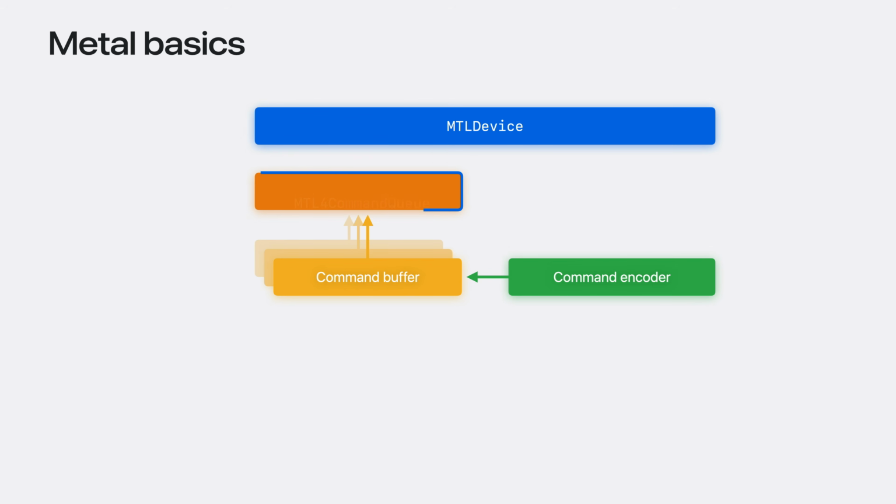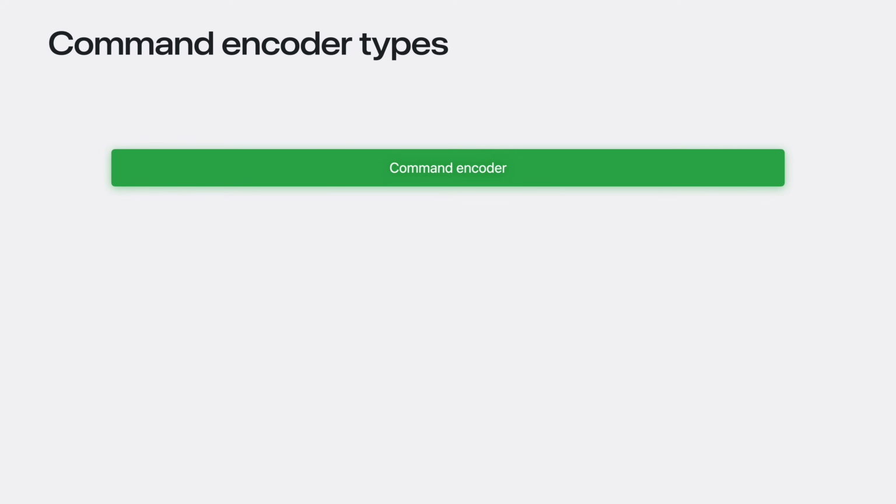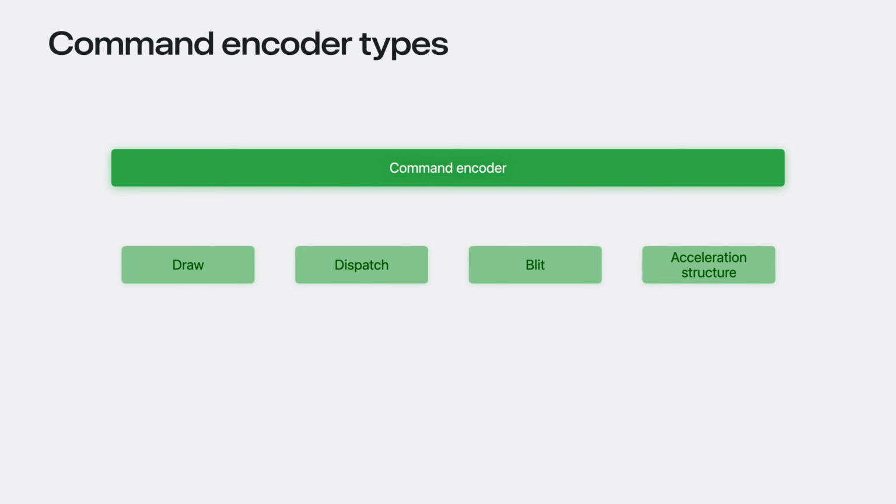Metal 4 provides a new but familiar model for encoding commands, and introduces new versions of the rest of these objects. Those changes start with the new Metal 4 command queue, which your app can obtain using the Metal device. Metal 4 decouples command buffers from the queue that will use them, so your app requests a Metal 4 command buffer from the device as well. Command buffers are independent of one another, making it easy for your app to encode them in parallel. Apps take advantage of encoders for different types of commands, including draws, dispatches, blits, and building acceleration structures.